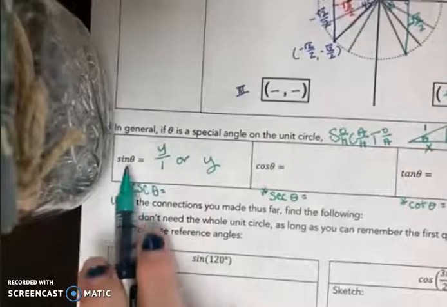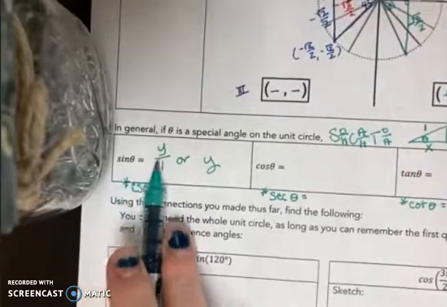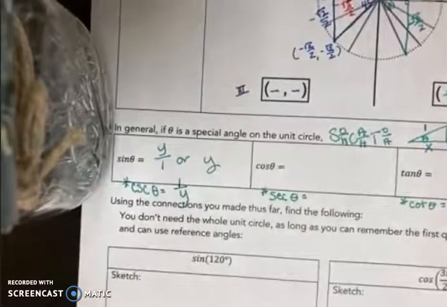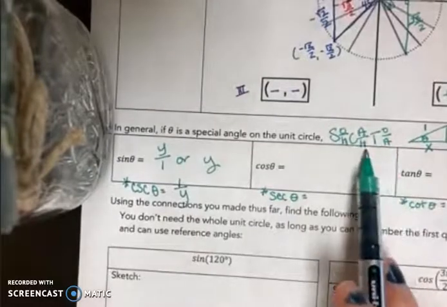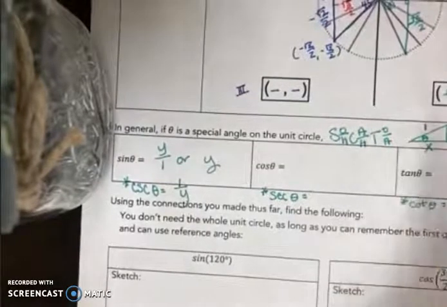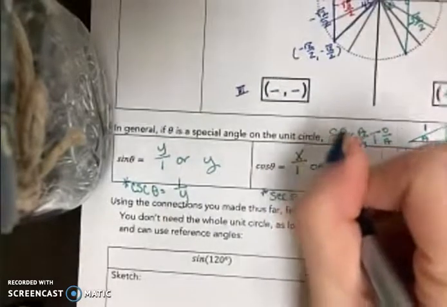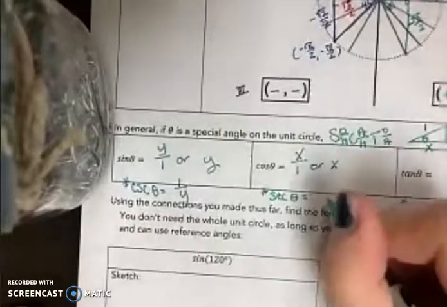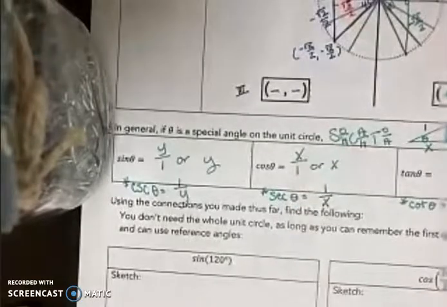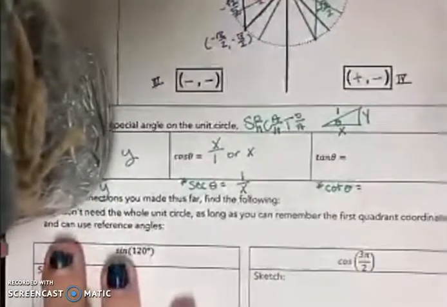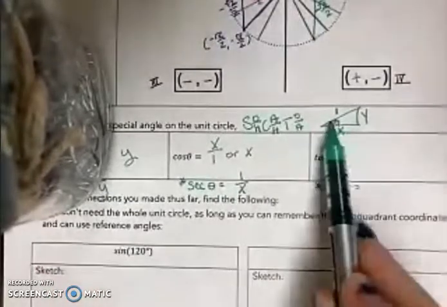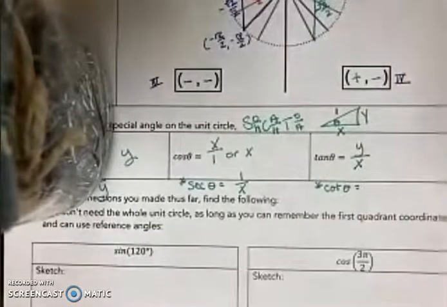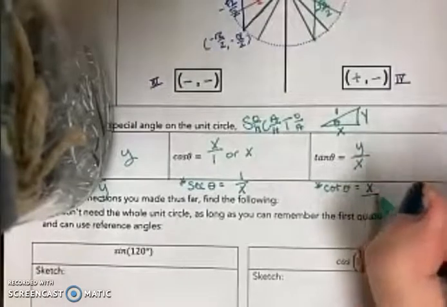Cosecant, remember, is the reciprocal of sine. So the reciprocal of y over 1 is 1 over y. Cosine is always adjacent over hypotenuse. So that's going to be x over 1, or just x. Secant is the reciprocal of cosine, so the reciprocal of x over 1 is 1 over x. And lastly, tangent is always opposite over adjacent, so that would be the y value over the x value. And with cotangent being the reciprocal of tangent, that would make it x over y.